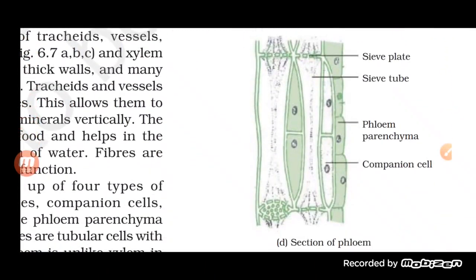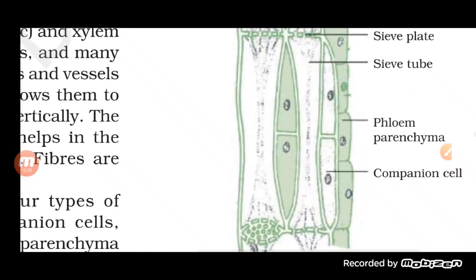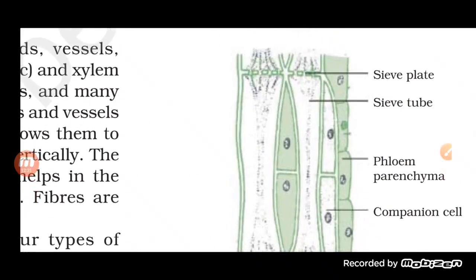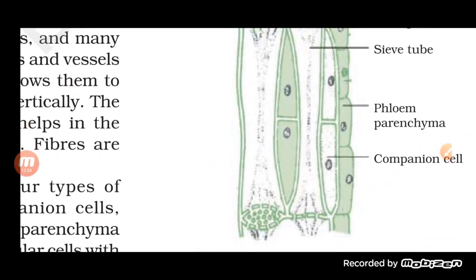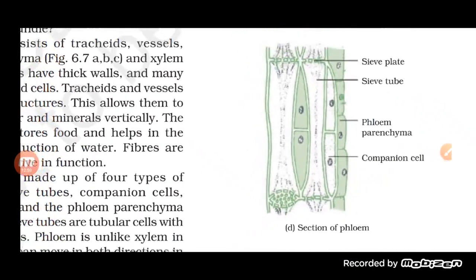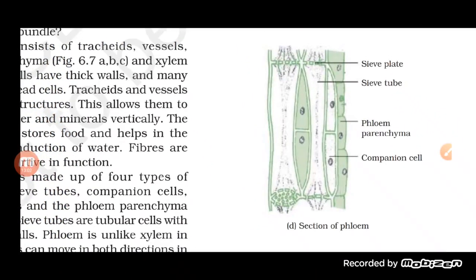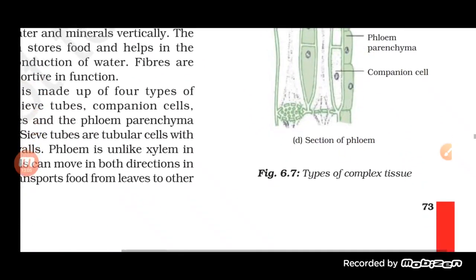And when you look at the structure, see here, this is the sieve tube, a tube-like structure which has perforated plates. This perforated plate is what we call the sieve plate. Along with it, there is parenchymatous tissue, which we call phloem parenchyma, and a companion cell. What is the role of a companion cell? Basically, the companion cell helps in providing nourishment to the sieve tubes. So both of them are responsible for carrying food and other substances from one part to the other.